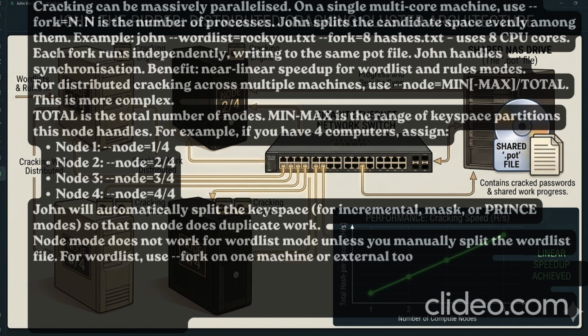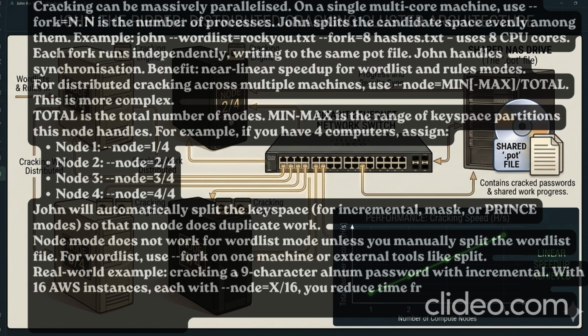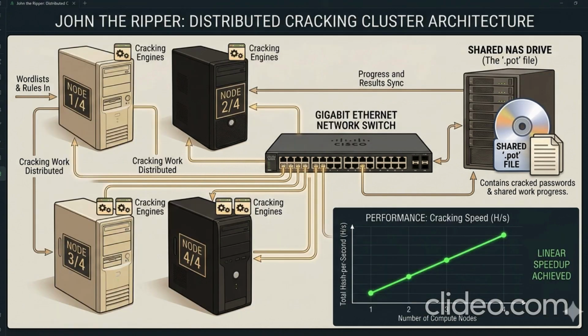For wordlists, use --fork on the machine or external tools like split. Real-world example: cracking a 9-character alphanumeric password with incremental mode on 16 AWS instances, each with --node=X/16. You reduce time from years to a week. Always ensure all nodes share the same pot file, for example by NFS, or you will lose cracked password aggregation.